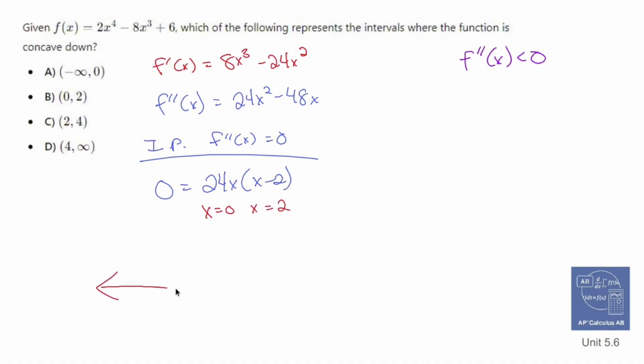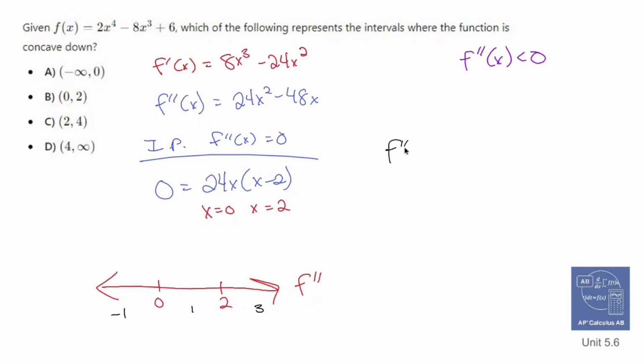So I'm going to make a sign graph for f double prime. 0 is a magic number, 2 is a magic number. And so what I'm going to want to do is plug in numbers in those intervals so I can find out where things are positive and where things are negative in f double prime. So if I plug in -1, that'll be fine. And if I plug in regular 1, that'll be fine. And if I plug in 3, that'll be fine.